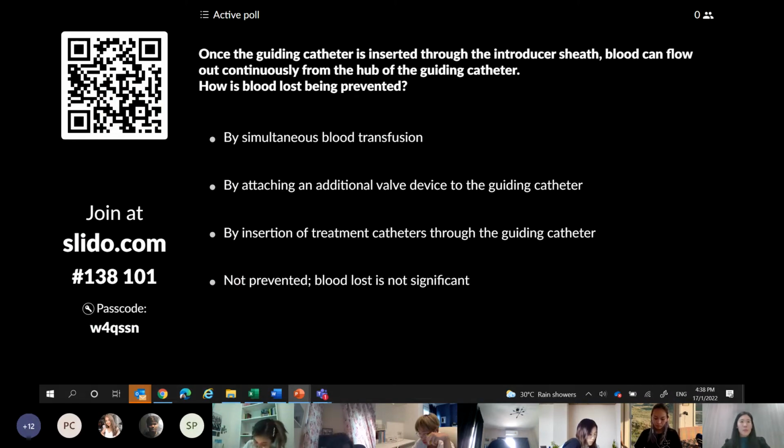So this is an interesting question. If you think about it, the guiding catheter is inserted through the introducer sheath, which has a valve, right? But the guiding catheter has an open hub at the end. So blood will keep flowing out continuously from this hub of the guiding catheter. How do you think the blood loss is prevented?